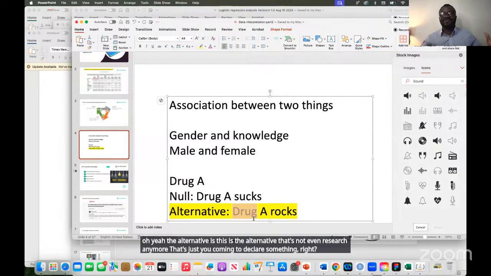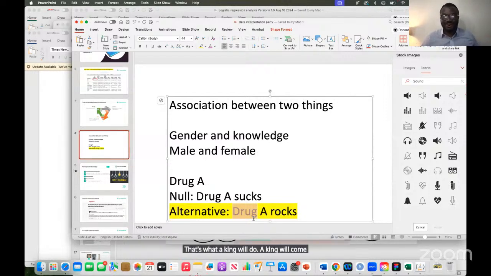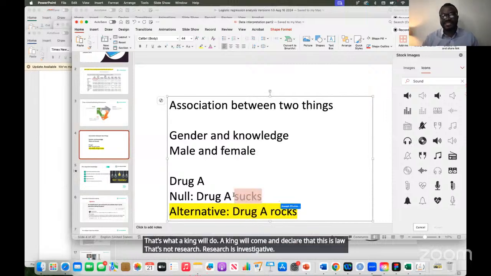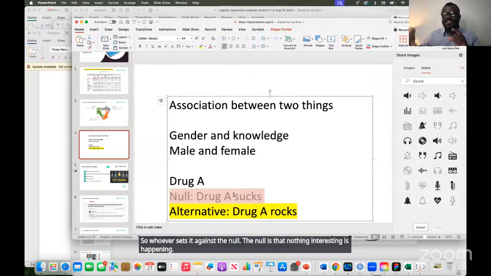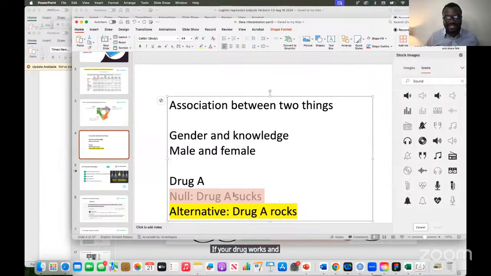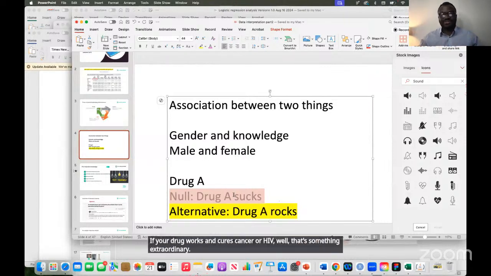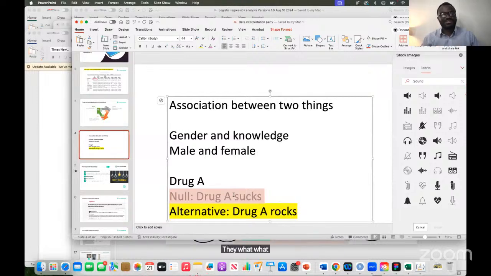That's what a king will do. A king will come and declare that this is law. That's not research. Research is investigative. So we have to set it against the null. The null is that nothing interesting is happening. If your drug works and cures cancer or ends HIV, wow, that's something extraordinary. What is ordinary is that your drug does not work, right? Again, remember, life occurs in the null. So we have to test against the null.